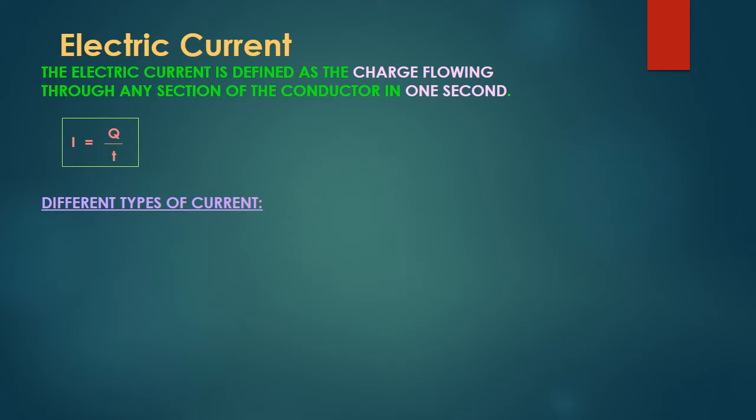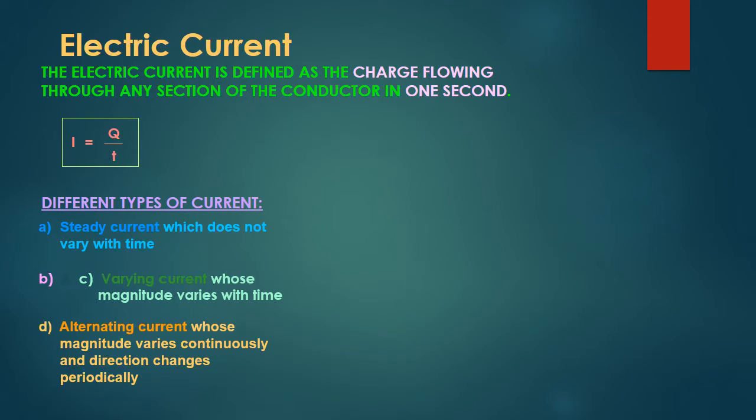Electric current is of many types. Here we have the next topic, different types of electric current. First of all, friends, we have steady current, or we can say DC, direct current. Direct current means the current whose magnitude and direction do not change with time, or we can say the current which does not vary with time.